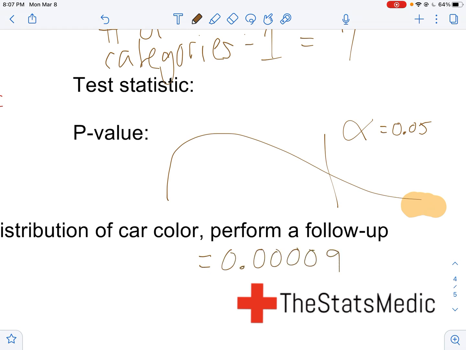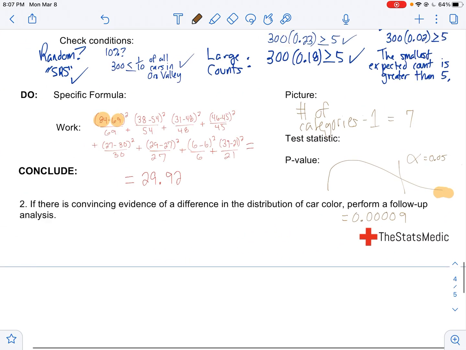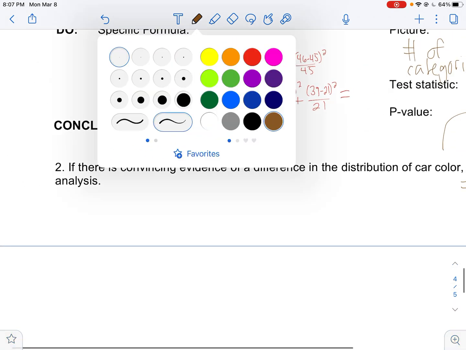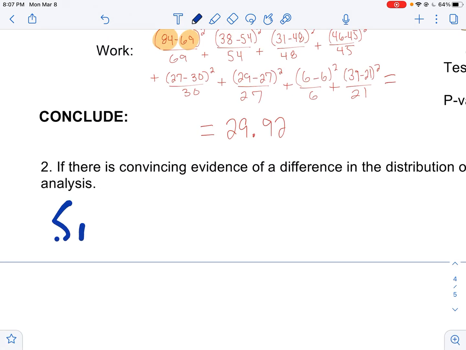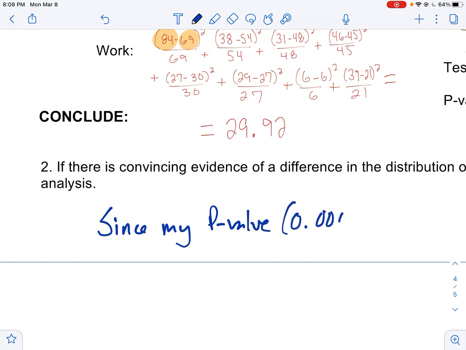So I got like 0.00009. Remember, if the P is low, reject the H0. It's definitely lower than 0.05. So what does that tell me? I want to come up with some sort of conclusion. It's always good to write out some sort of summative statement. So since, whoops, that looked awful. Let me try using something a little less thick. Here we go. Since my p-value, and I'll write it out, 0.00009 is less than my significance level, I reject my null hypothesis.